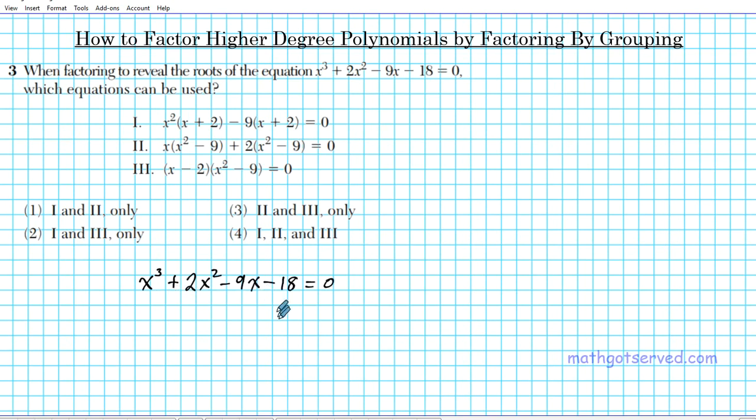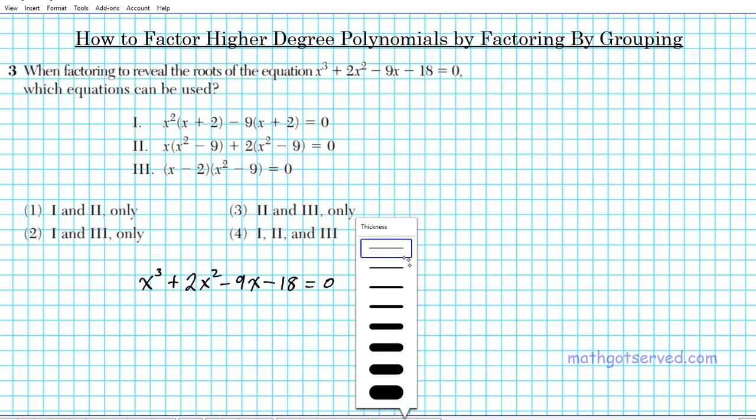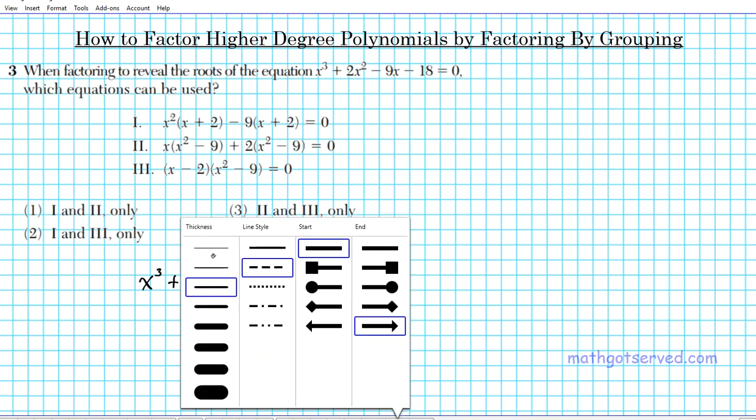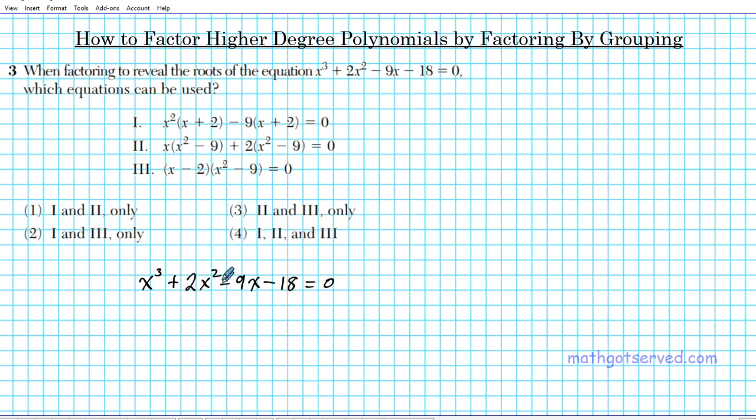So we have 4 terms here. If we want to factor by grouping, we're going to divide it right down the center. We form a partition right down the center like that. Factoring by grouping means we have 2 terms on the left side of the partition that form a group, and then the last 2 to the right form another group.